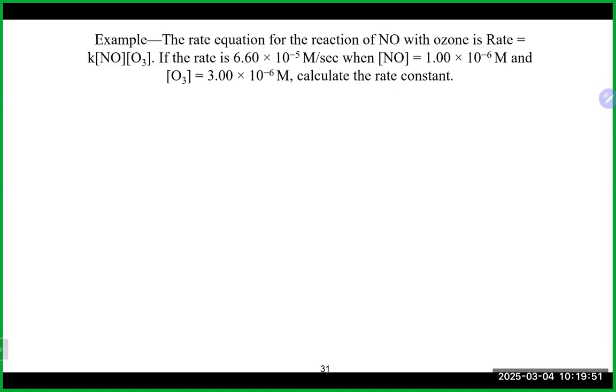All right. So once you do this one, the rate equation for the reaction of NO is: the rate equals k times NO times O3. If the rate is 6.60 times 10 to the minus 5 molar per second, when the concentration of NO is 1 times 10 to the minus 6. Okay, so in this case, they actually gave us the rate law. We didn't have to calculate it. So the rate here is k NO O3. That would mean, again, not written there, the order with respect to NO is 1.